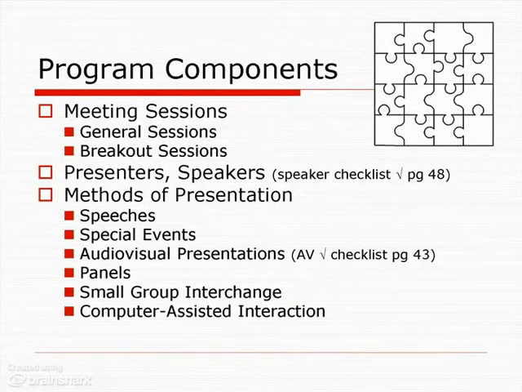Methods of presentation are considered in the program components. Will you have speeches? Will you have special events as a component? Your audio-visual presentations. There's an important audio-visual checklist on page 43 you'll need to be familiar with. That's a checklist of planning your audio-visual needs for your meeting. Will you be having panels? That's where there's a head table with various people speaking on subjects. Will you have a small group interchange where small groups are meeting and talking with each other? Will you have a computer assisted interaction that might be video streaming or a presentation? So these are components you'll need to consider when you're doing your planning.